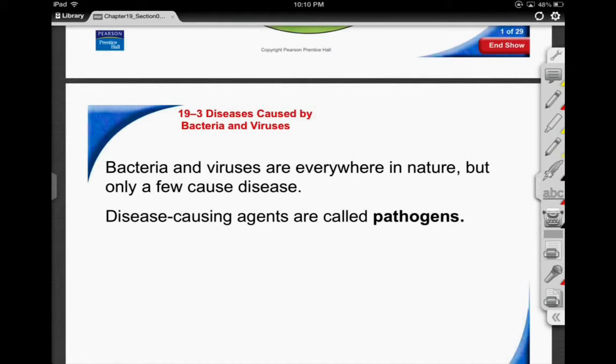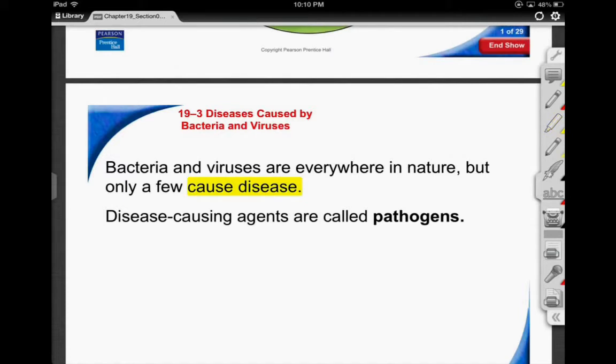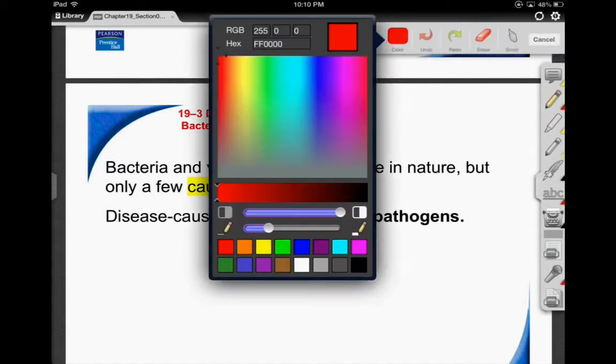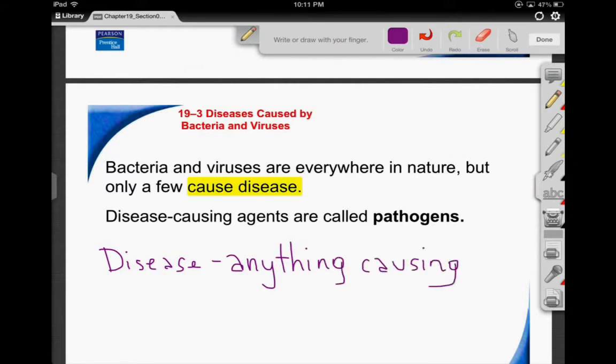When we look at bacteria and viruses, they cause disease. And you say, well, hold on for a second. What exactly is a disease? Like, really, what constitutes that? Well, a disease has a fairly simple definition. You'll hear different ones, but one of the better definitions of a disease is anything that causes tissue impairment. Or you can think of it as affecting tissue in a negative way.